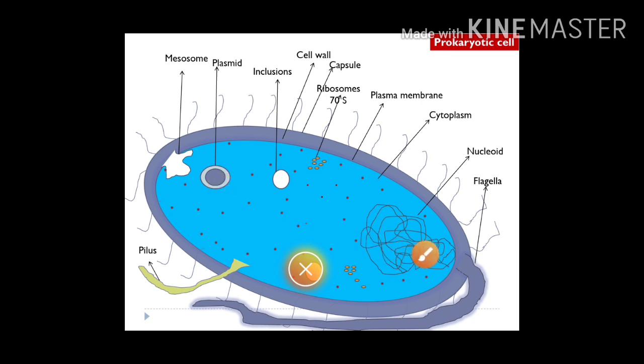Then nuclear. Nuclear is directly suspended in cytoplasm. It does not have nuclear membrane. As we have seen कि prokaryotes are pronucleus, यानी primitive type of nucleus. They don't have nuclear membrane. 70S type of ribosome. Then flagella for the movement. Pilus for the sexual reproduction. And mesosome. Mesosome is the site of respiration. It is the folding of plasma membrane.